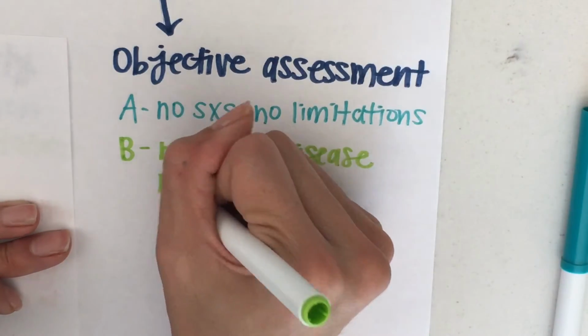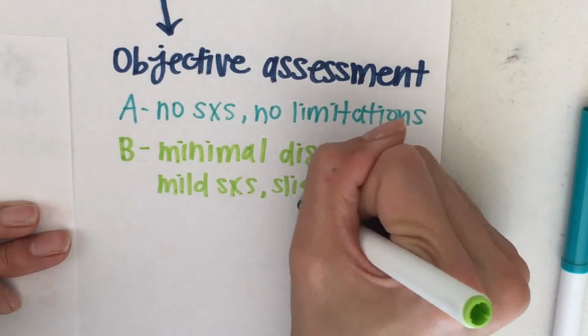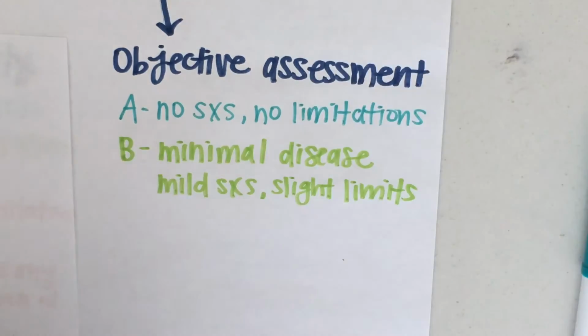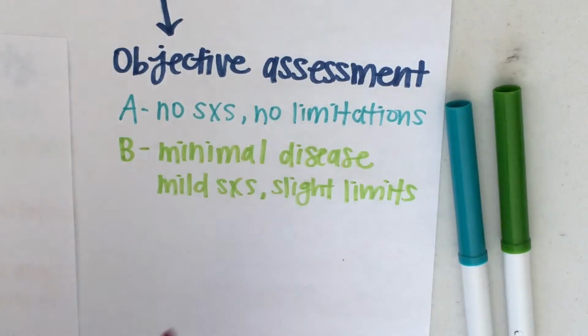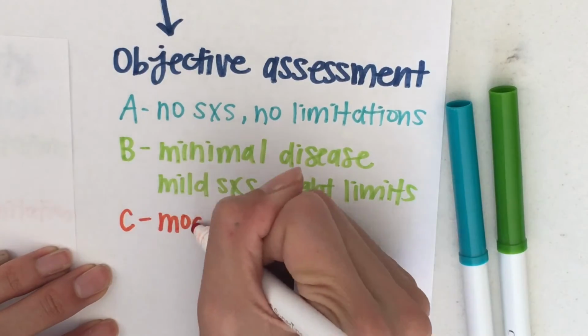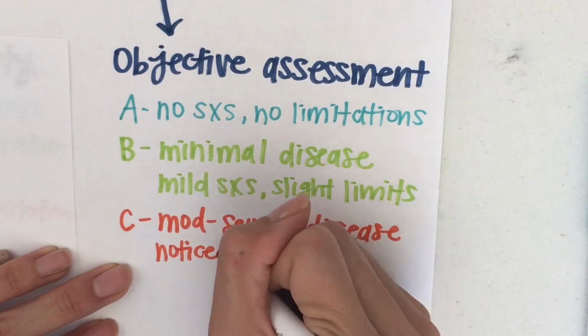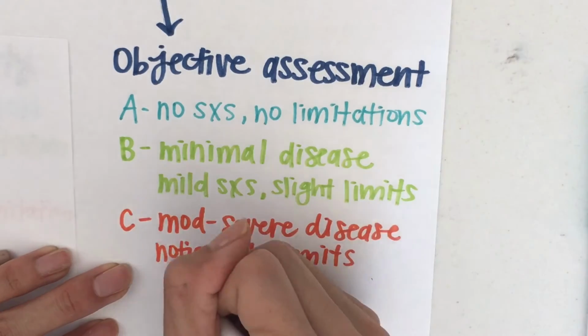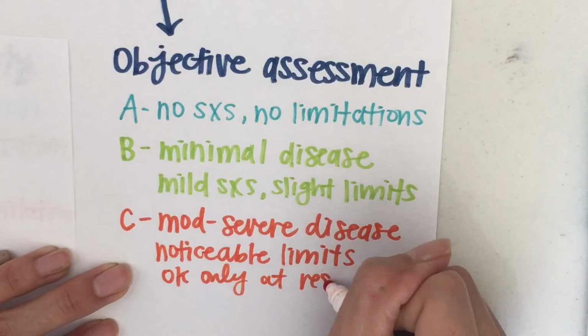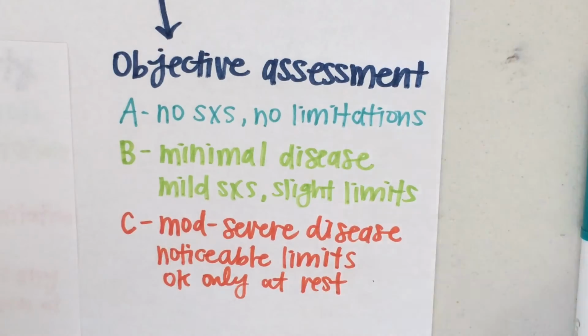Class B, there's objective evidence of minimal cardiovascular disease, mild symptoms, and slight limitation during ordinary activity. They're comfortable at rest. For Class C patients, there's objective evidence of moderately severe cardiovascular disease. There's marked or noticeable limitation in their activity due to symptoms, and they're comfortable really only at rest.